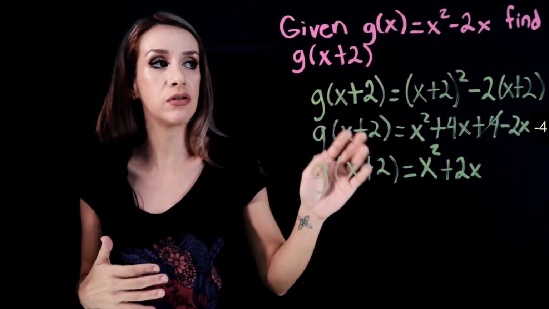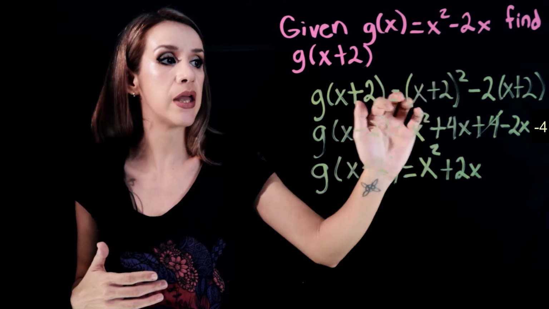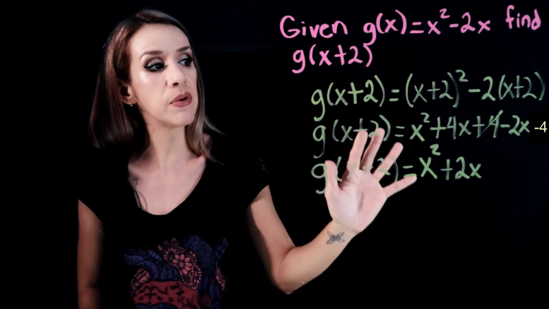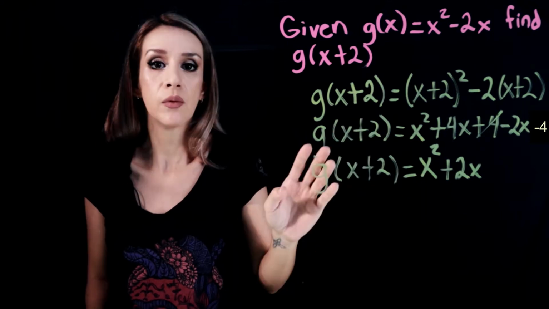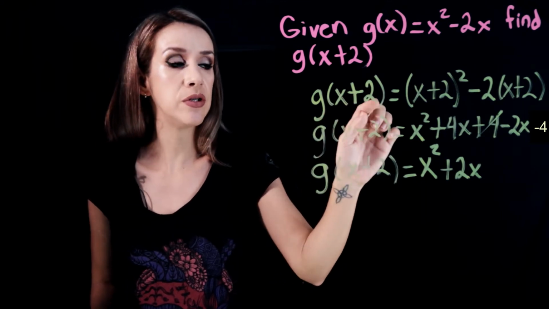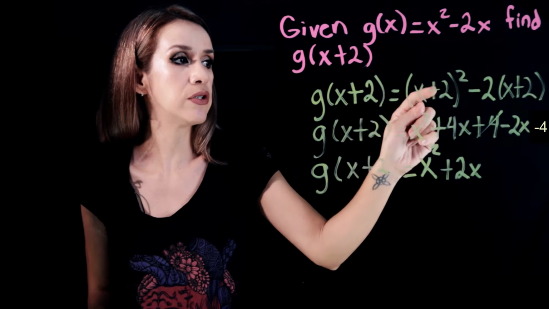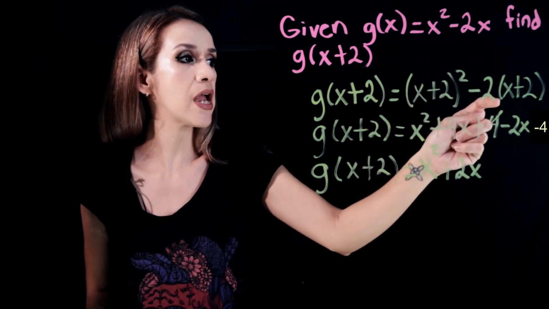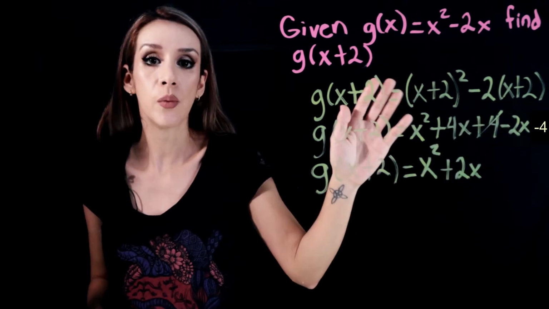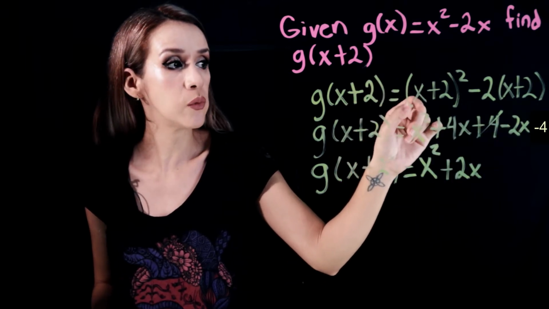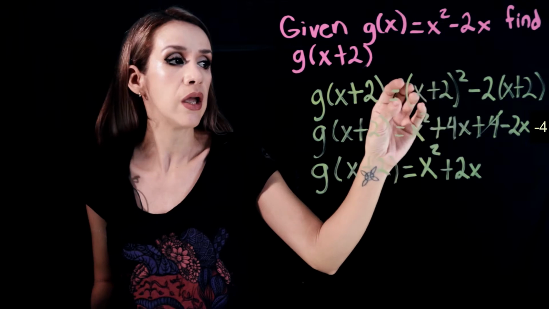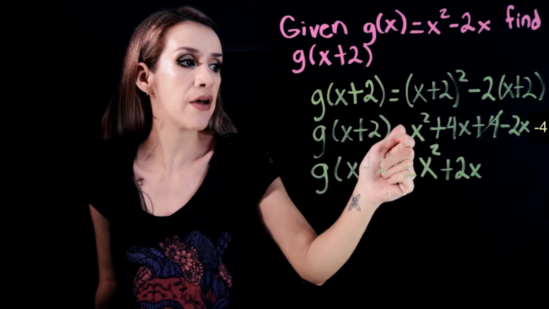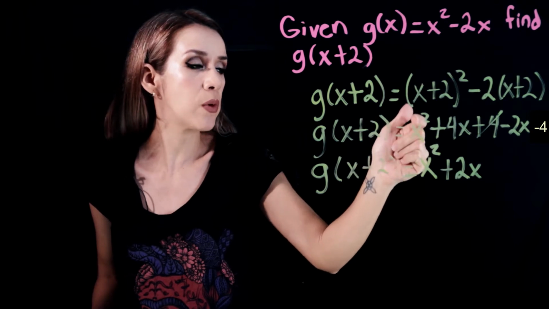Now that we substitute each one of these x's by x plus 2, we're going to use algebra to simplify this function. We have g of x plus 2 is equal to x plus 2 to the second power minus 2 times x plus 2. We have a special product in this part, which is the square of a sum. And to solve that, we have to square the first term. That's why I have x squared in this part.